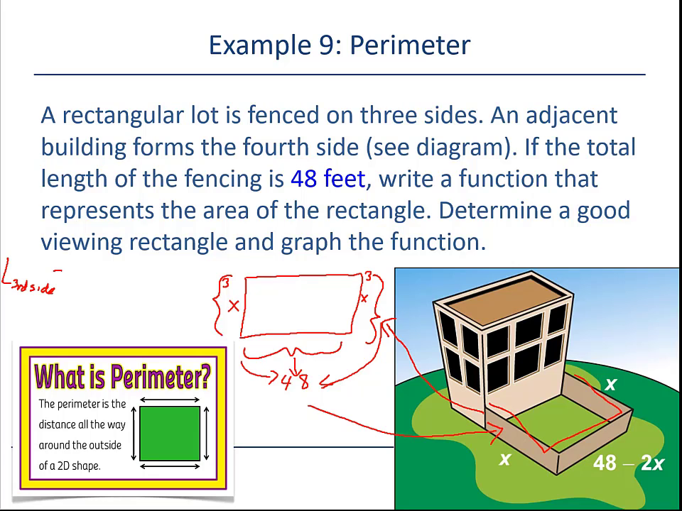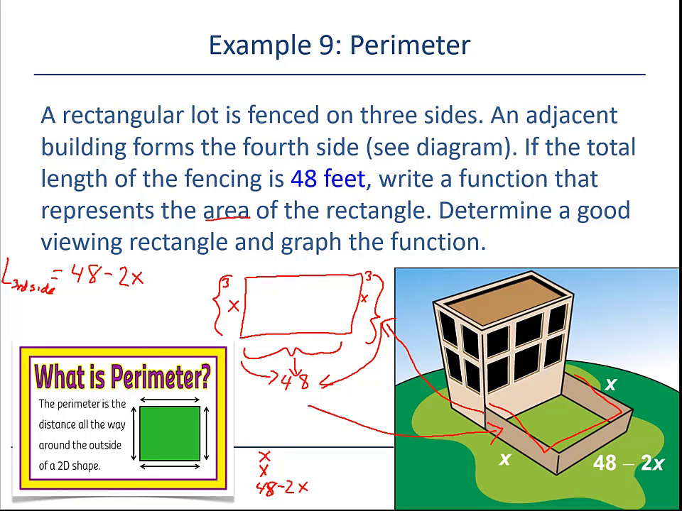of the third side, we have 48 feet of fencing for all of it. 2x is used up for the two sides of the rectangle. So we've got three sides. The three sides are x, x, and 48 minus 2x. What we want is something that represents the rectangle.